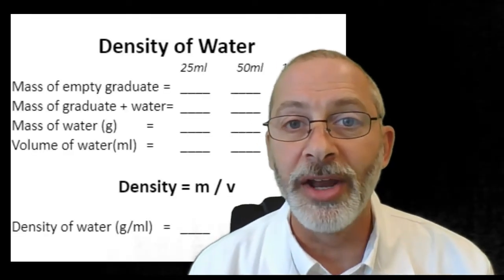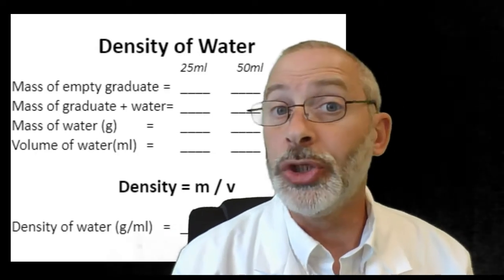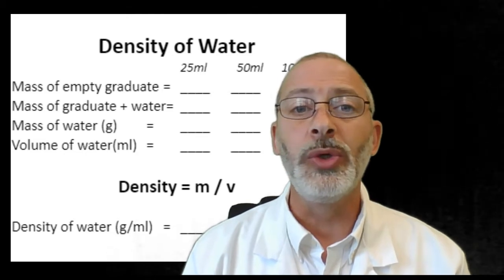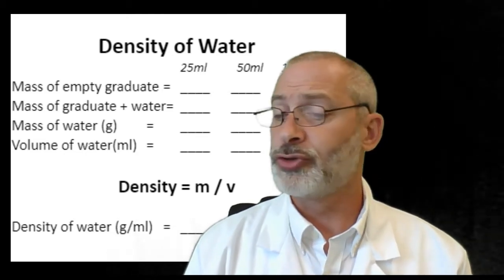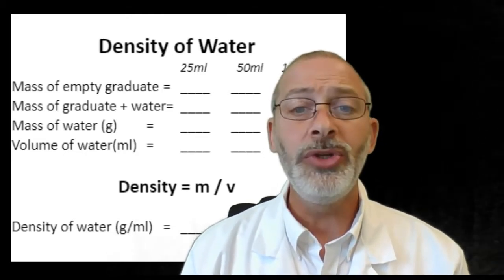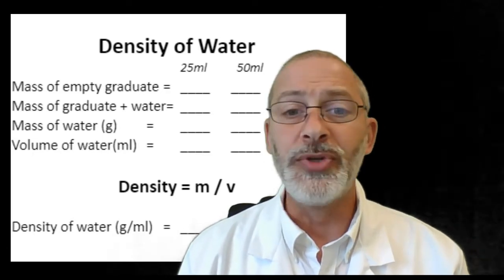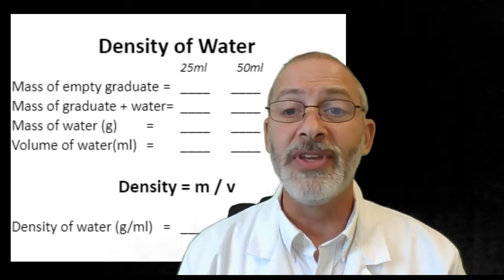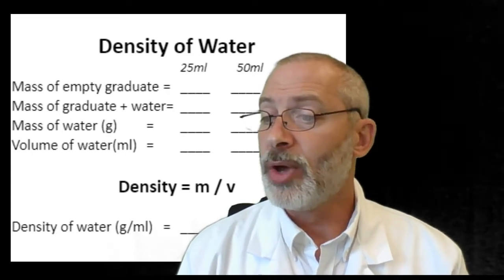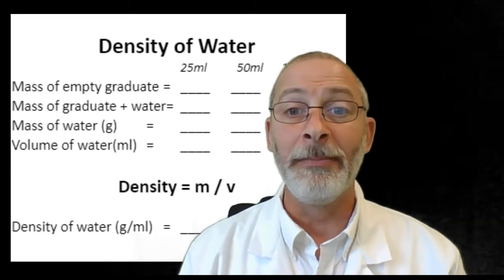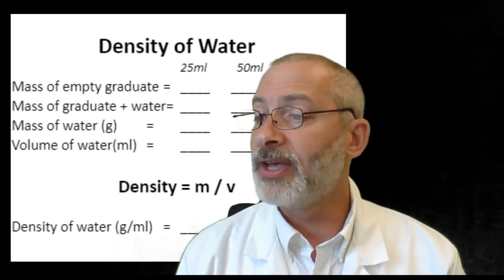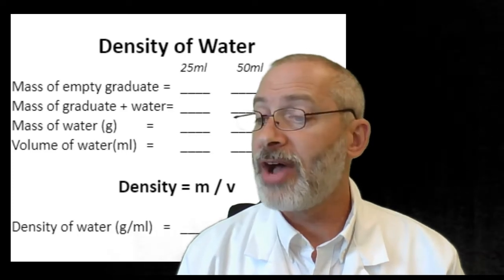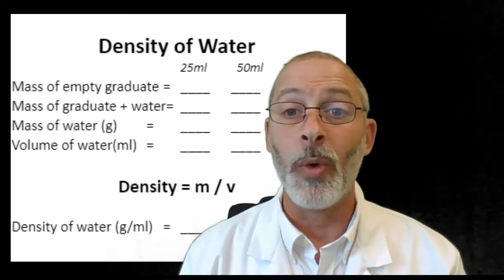Okay, hopefully you've had enough time to write down what you think the density of water is. And so now we're going to do a little experiment for our classroom activity. You will notice in your observation section on page 29, you have this information. You have the mass of the empty graduate, the mass of the graduate and the water, and the mass of the water, followed by the volume of the water.